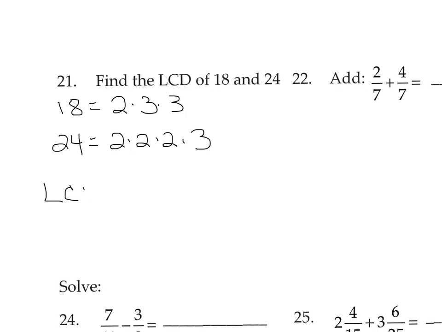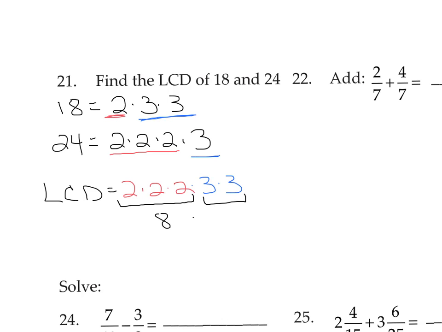The least common denominator has to have all of those factors in it, so we look for the biggest group of 2's. Here, there's a group of 2's, but there's only one 2 in it. This group of 2's is bigger, so we're going to take all three of those 2's, the biggest group of 2's. Same thing with the 3's. There's a group of 3's here, but there's only one 3. This group is bigger, so we'll take that group. When we multiply all those together, we get the least common denominator. I'm going to multiply them kind of short. I know that 2 times 2 times 2 is 8. I know that 3 times 3 is 9, and I know that 8 times 9 is 72. So that's the least common denominator of 18 and 24.